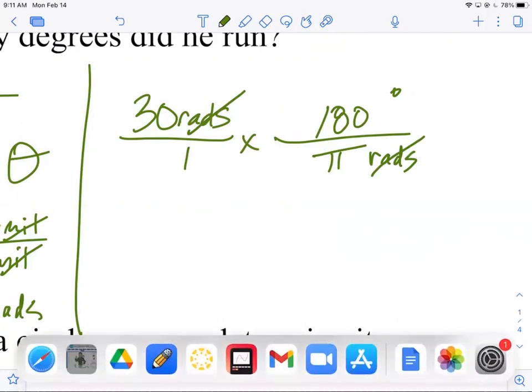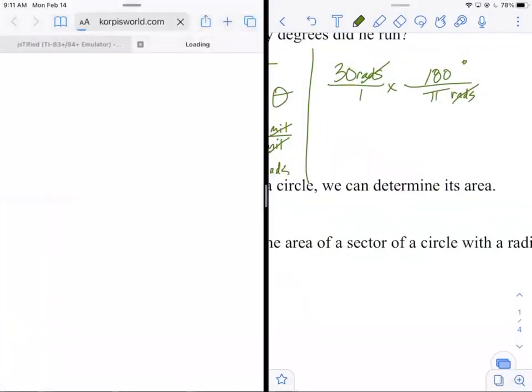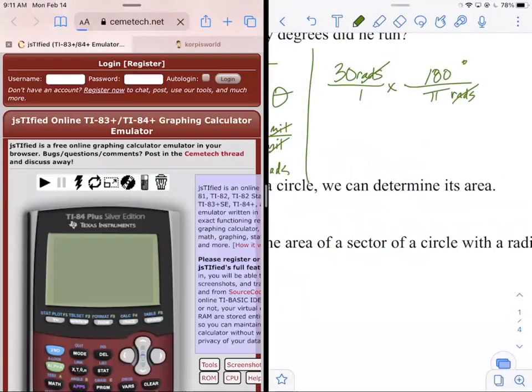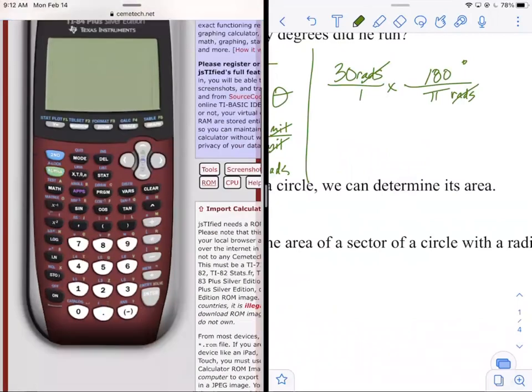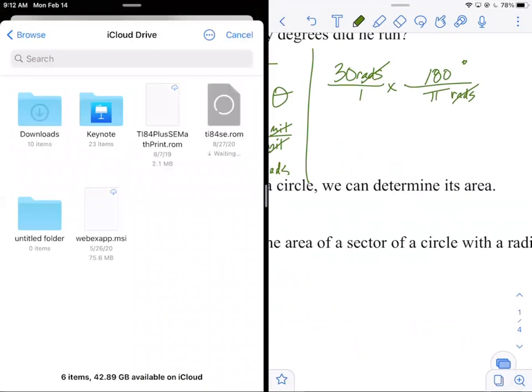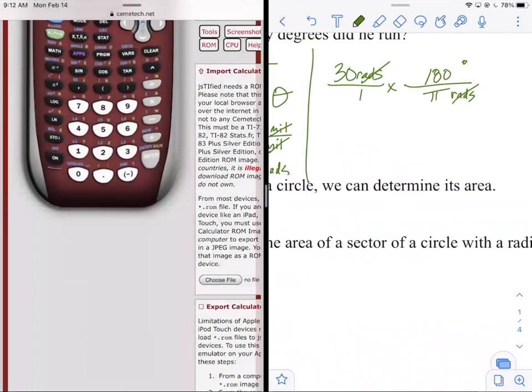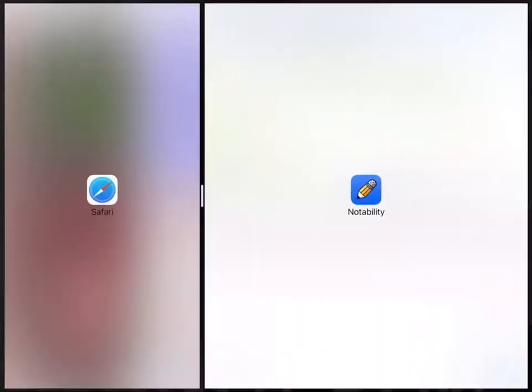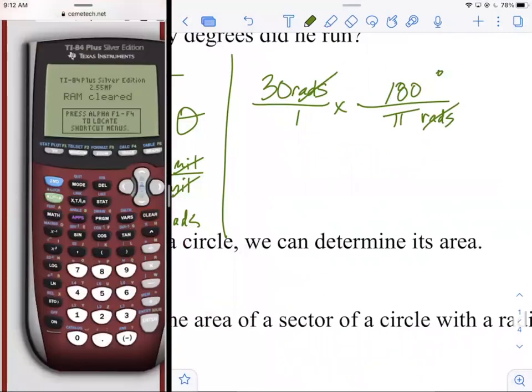So I'll do that. I'll pull this up over here, and we'll load the ROM. Read all those agreements, and then say, yes, I agree. Absolutely. Wholeheartedly. And we get it to work. Yeah, there it goes. It works. Okay.